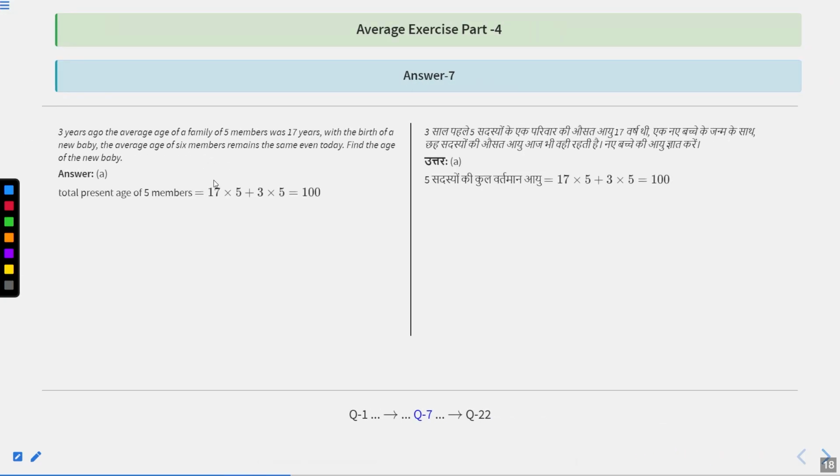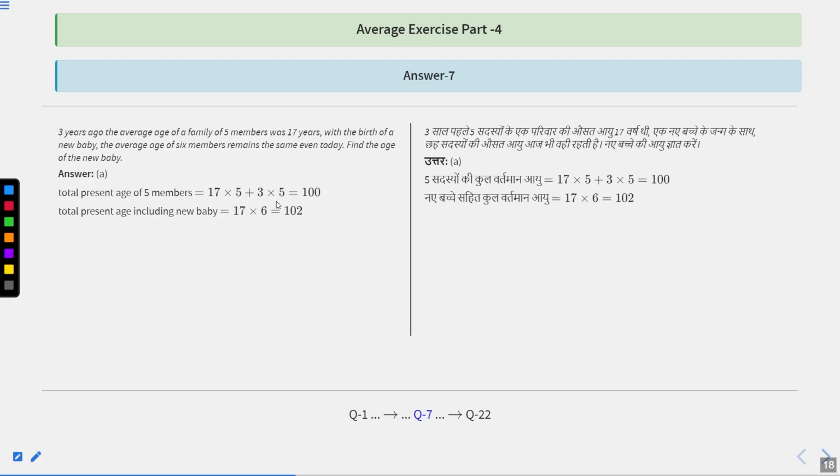Now, the question says that 3 years ago, the average age of a family of 5 members was 17 years. Clear? With the birth of a new baby, the average age of 6 members remains the same. So we can write the total present age of 5 members: 17 into 5 plus, since every member is increased by 3 years, 3 into 5. So it will become 100.